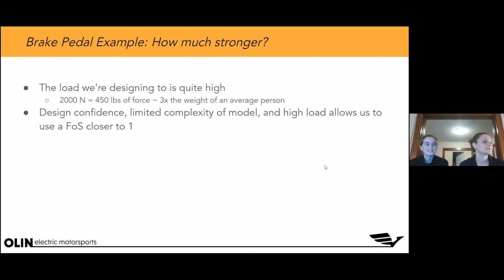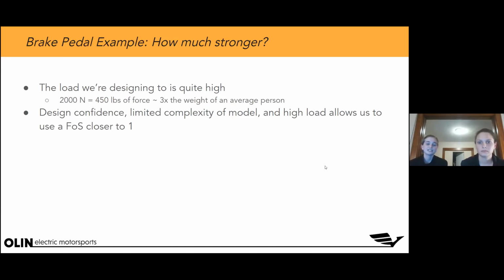So going back to that brake pedal example, how do we know if we made it strong enough? Or how do we know what factor of safety we should design for? The load that we're designing for is really high. That 2,000 newtons is the rules requirement, and it is about 450 pounds of force, which is about 3 times the weight of an average person. So what we're designing our brake pedal not to fail under is really, really high.